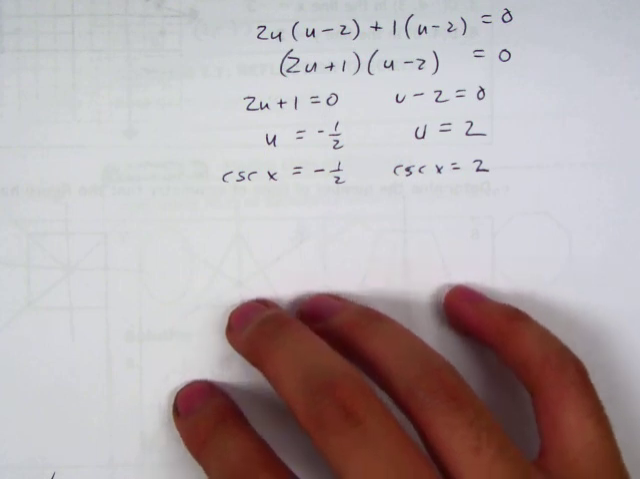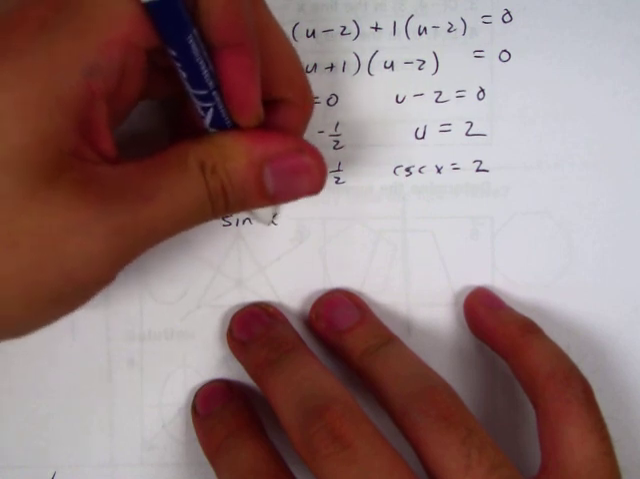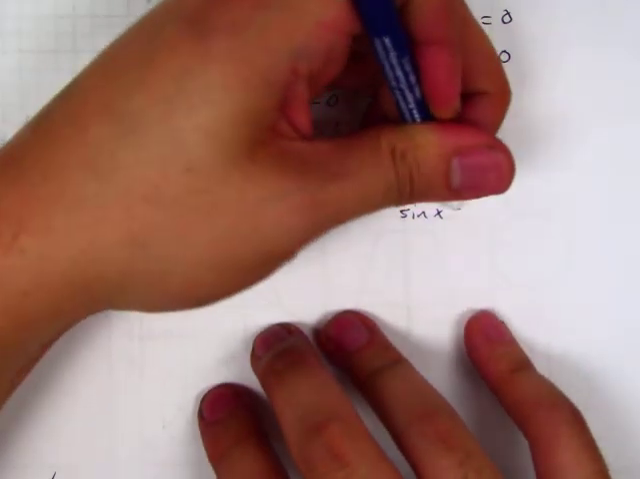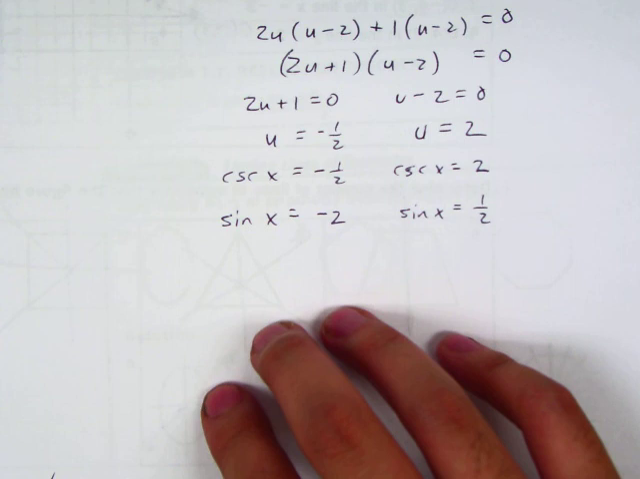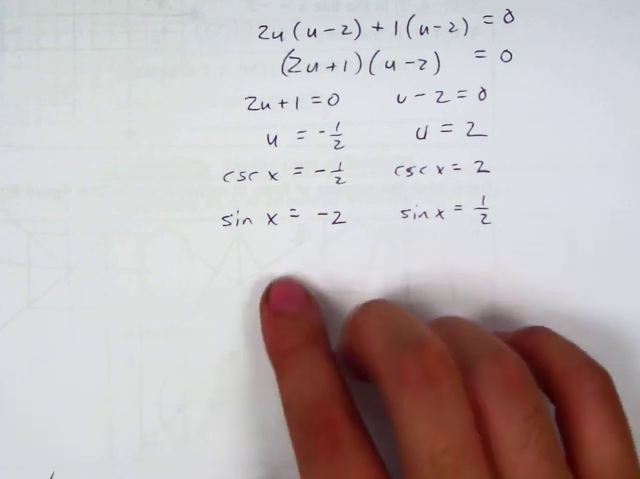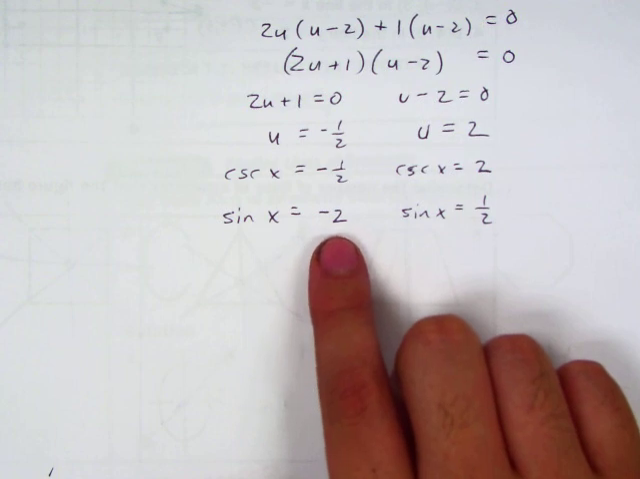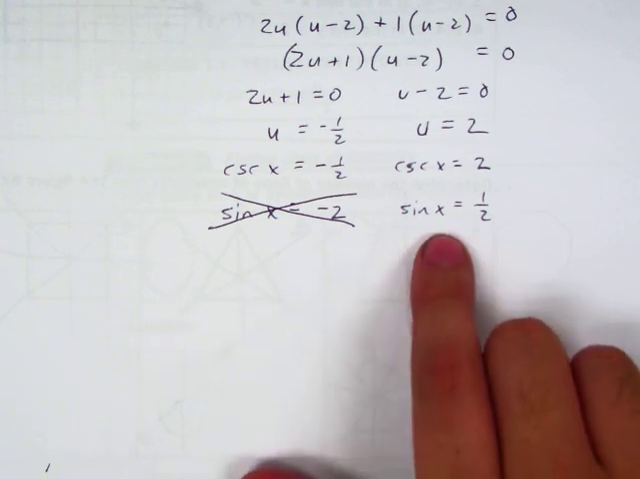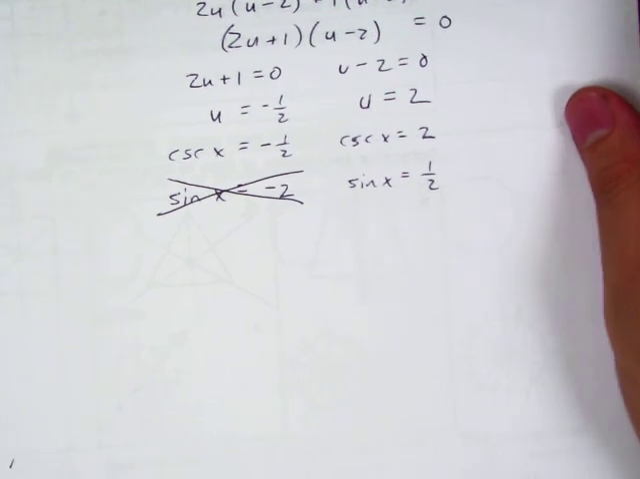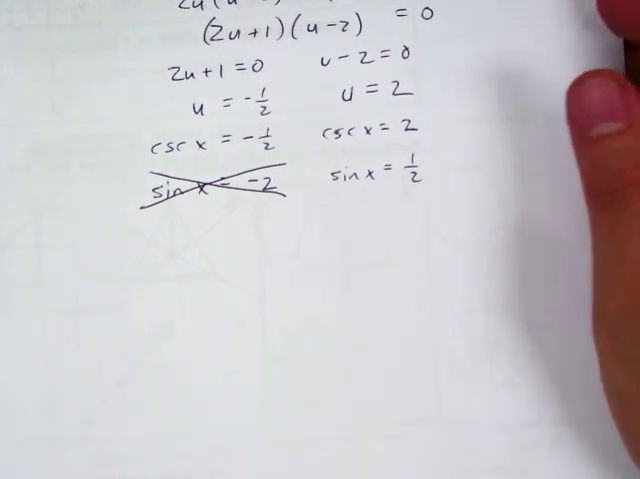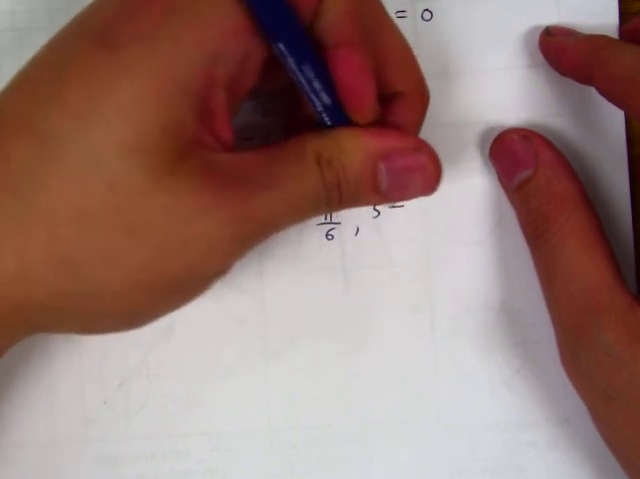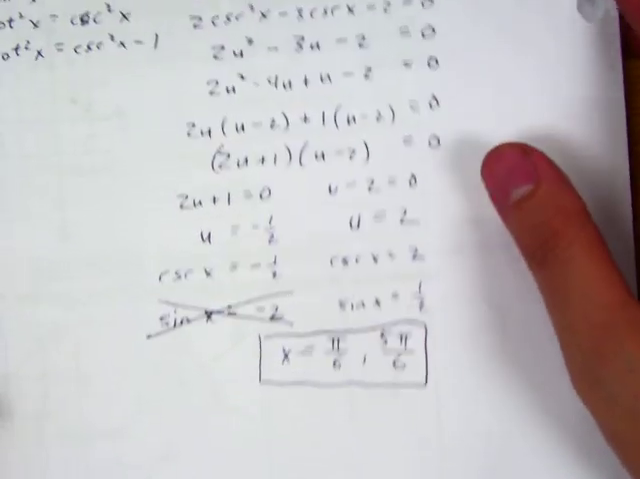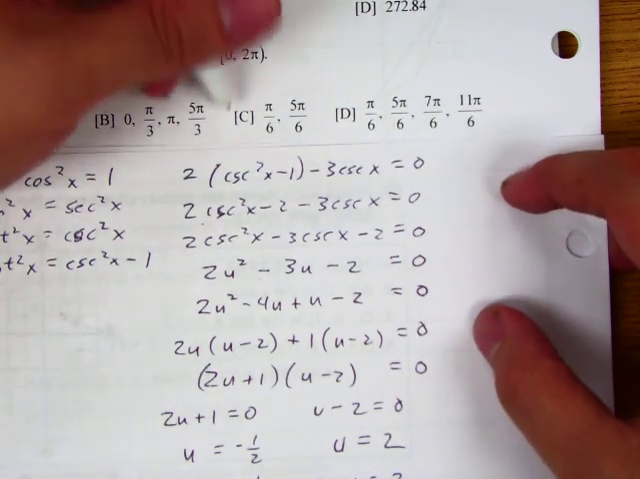Remember that cosecant is 1 over sine. So if you just want to change it, you can say sine of x equals the reciprocal of -1/2, which is -2, or sine of x equals 1/2. Okay, the range of sine of x is only between -1 and 1. This is an extraneous solution. So you only have sine of x equals 1/2. Where does a y value on the unit circle equal 1/2? It's pi over 6 and 5 pi over 6. So that's my answer. I only had 2 answers for this equation.